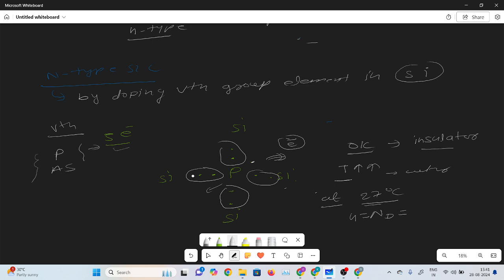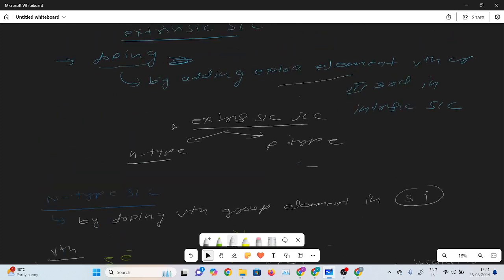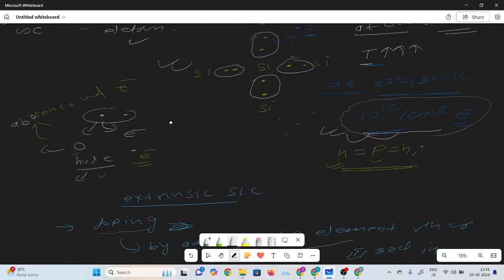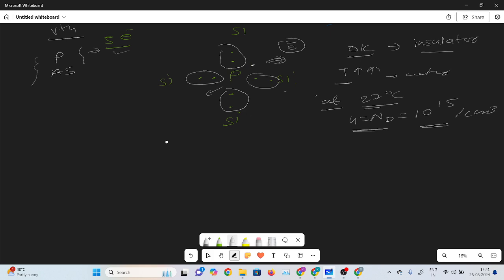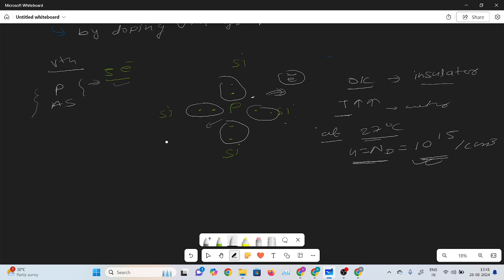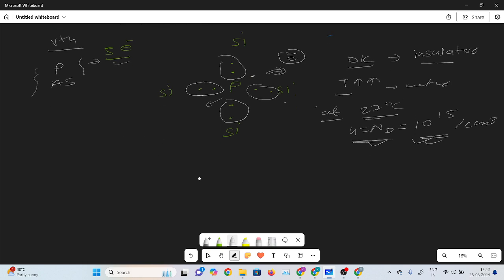So at room temperature, 27 degrees Celsius, all the doped electrons are there. I am not going inside that. All the donor atoms will be ionized, and it is observed that the concentration is around 10 to the power 15 per centimeter cube. So the concentration increases. In the intrinsic case it is only 10 to the power 12, but in the extrinsic semiconductor, the donor atom concentration increases to 10 to the power 15. So it will behave as more conductive. This is the n-type semiconductor, and this is the donor atom concentration Nd.